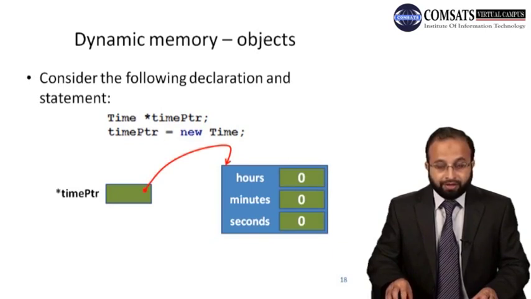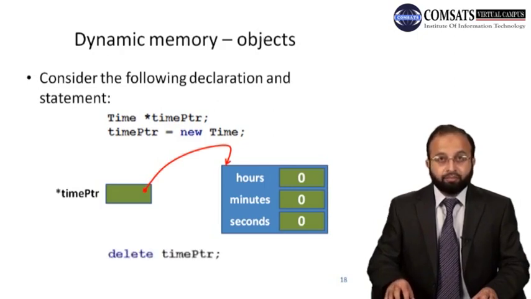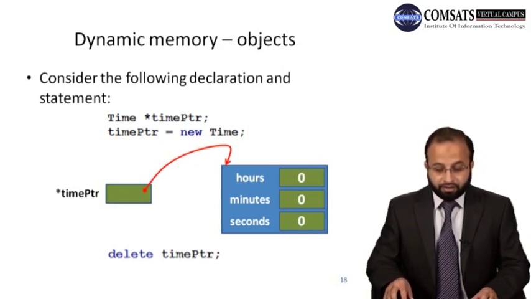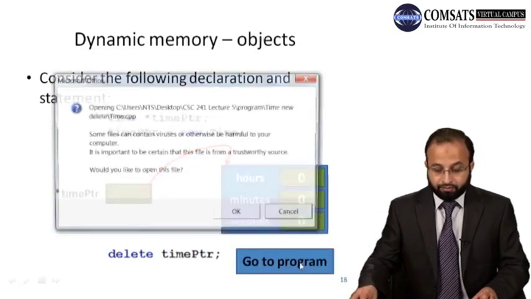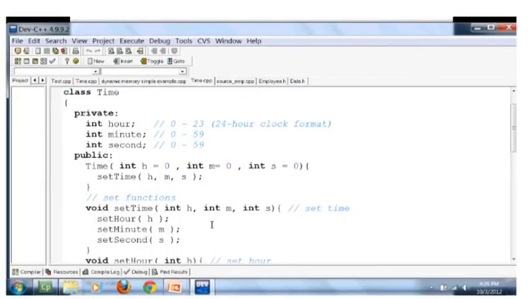So the new operator returns the memory where it allocates the object of time class, and that address will be stored in the time pointer. And we use the delete operator to delete that memory location, that is delete time ptr. So you write delete and then the name of the pointer. Let's go to the program. So this is the program.